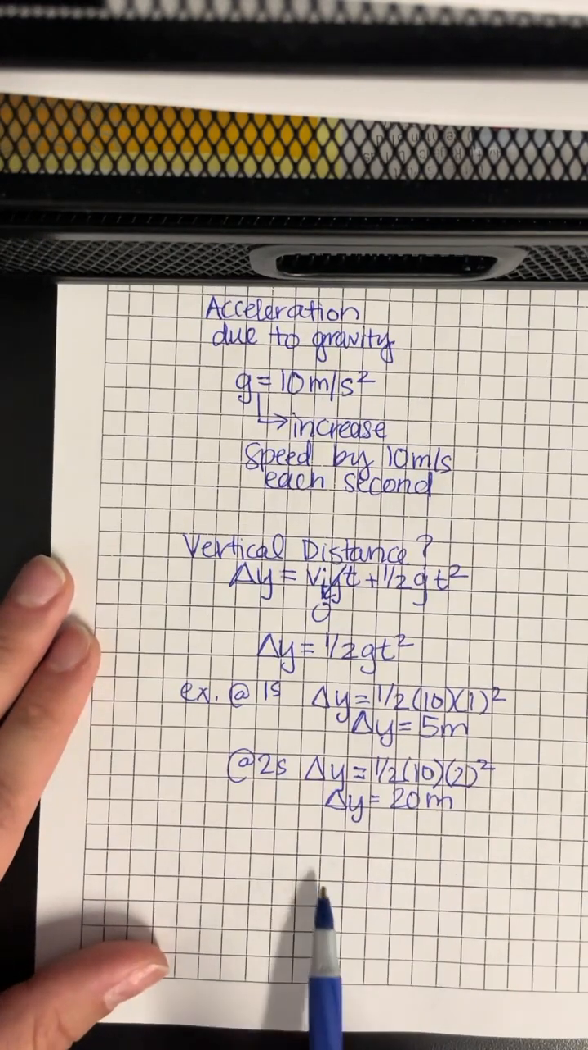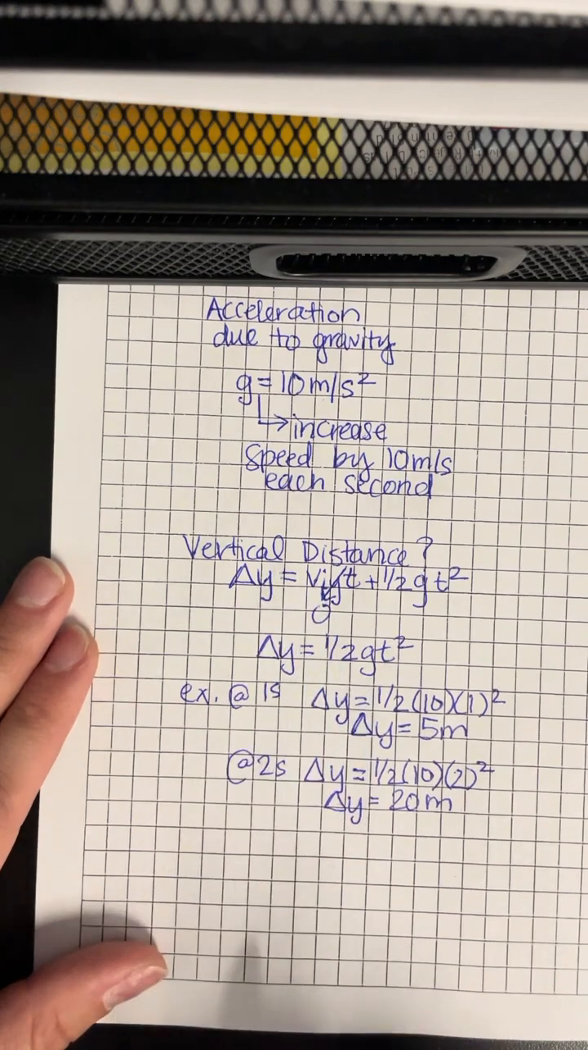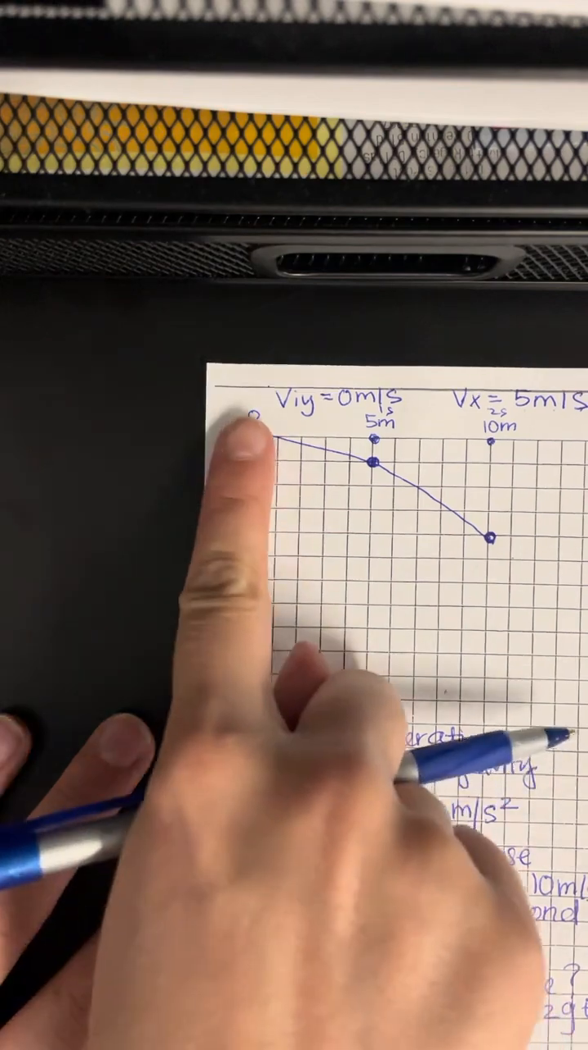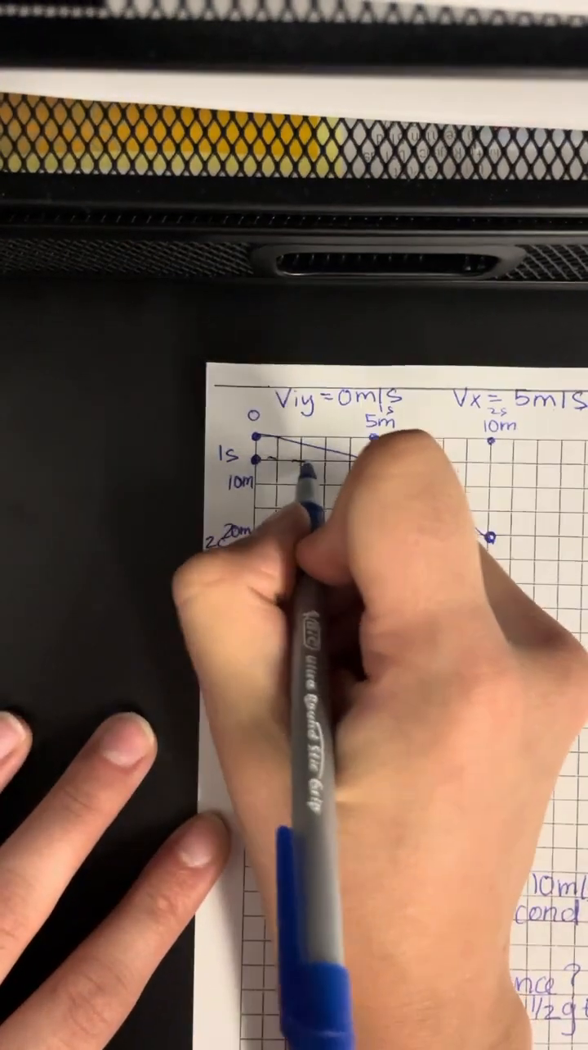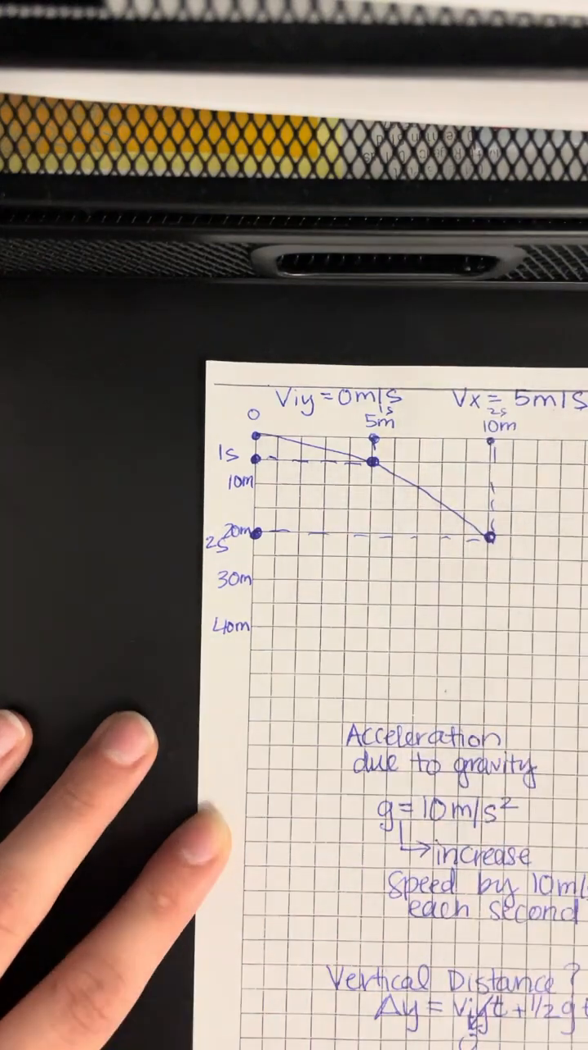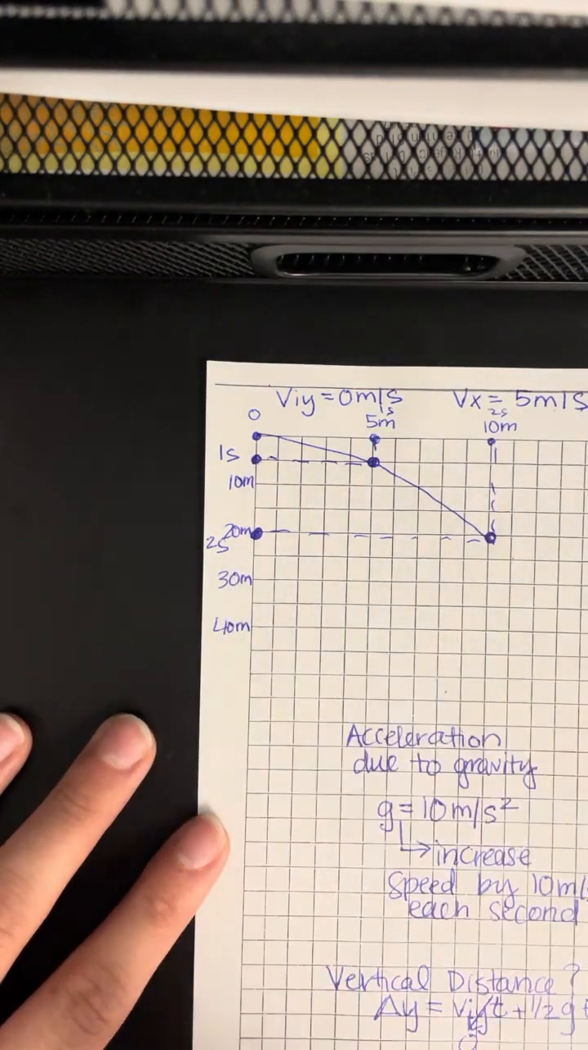So you'll want to find delta y for 1 through 6 seconds, graph it on the y-axis, and then use those points to find your projectile motion there.